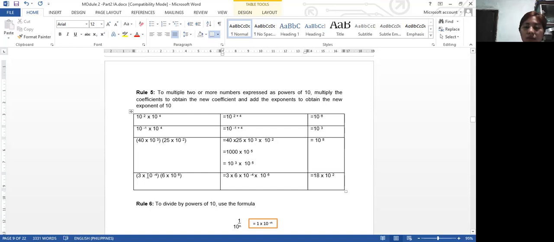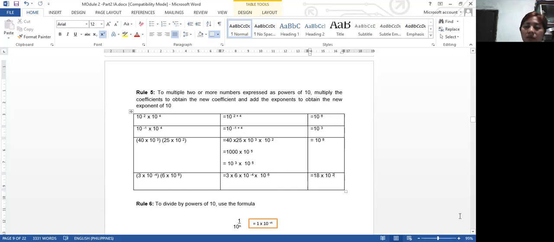Another same will be done here. So first multiply 3 times 6, so it's 18. And then just copy the 10, then raise it to its exponent, in which the exponents will be added. So we have here -4 plus 6. So that's why we have 2.